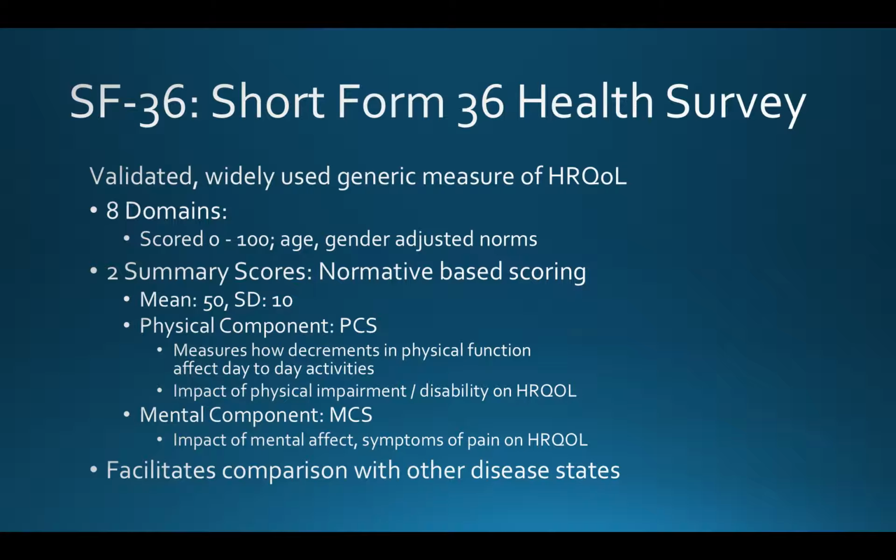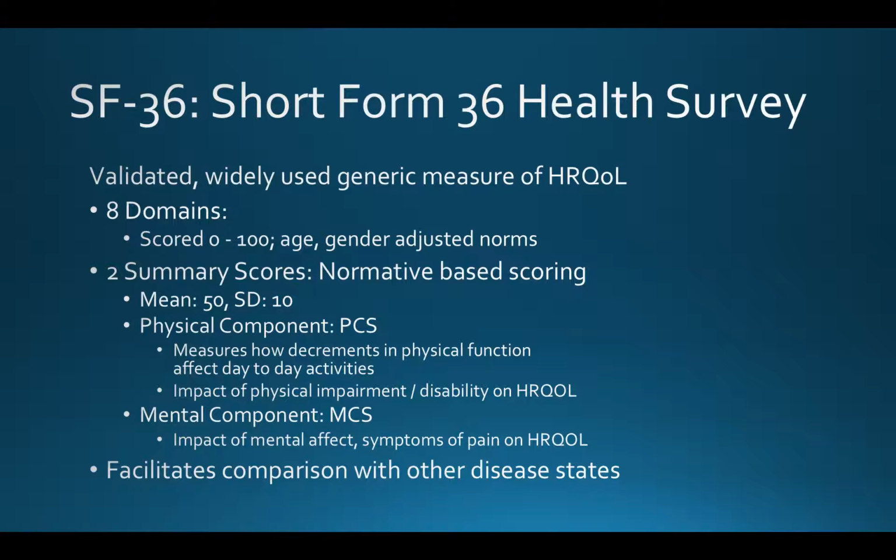So, what is so special about this short form? Okay, so this form is a validated, widely used generic measure of health-related quality of life. There are 8 domains that are covered in this questionnaire, and they're scored from 0 to 100. They are adjusted for age and gender. And from these 8 domains, you can get 2 summary scores. You get a summary score for physical component, so measures how decrements in physical function affect day-to-day activities, impact of physical impairment or disability on health-related quality of life. And then the other summary score is for mental components, the impact of mental affect or symptoms of pain on health-related quality of life.